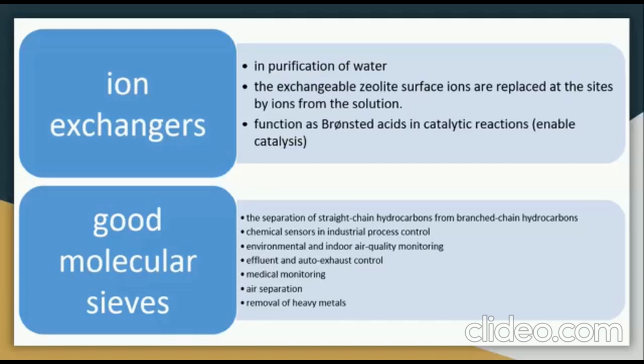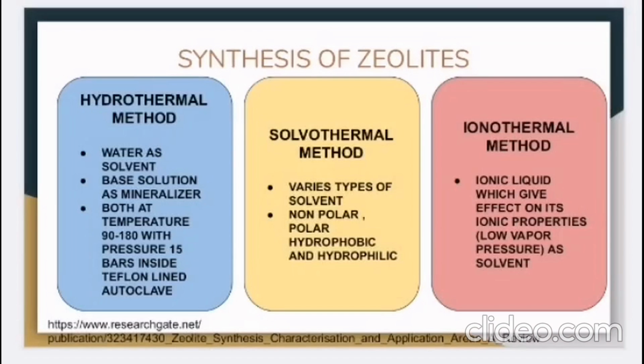And from these properties, zeolite is extensively employed in industry, for example, in the separation of straight chain hydrocarbons from branched chain hydrocarbons, and in chemical sensors in industrial process control, and environmental and indoor air quality monitoring, effluent and auto exhaust control, medical monitoring, air separation, and removal of heavy metal. So that's all for the properties of zeolite.